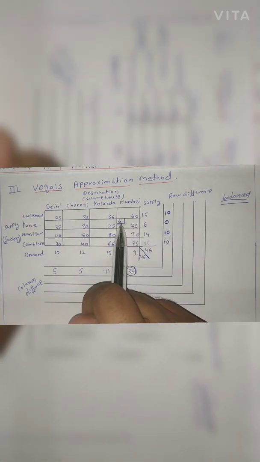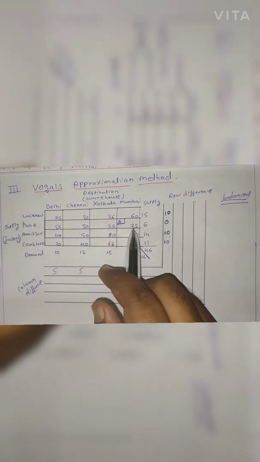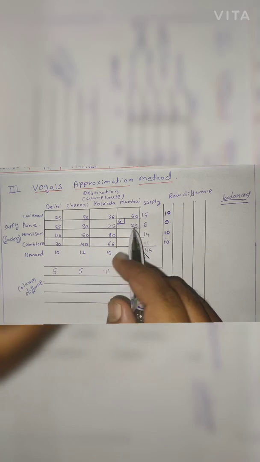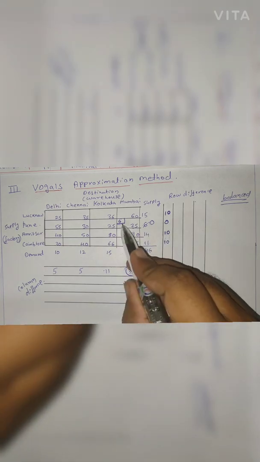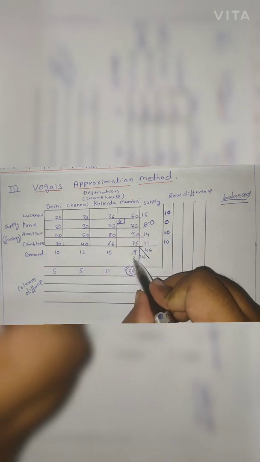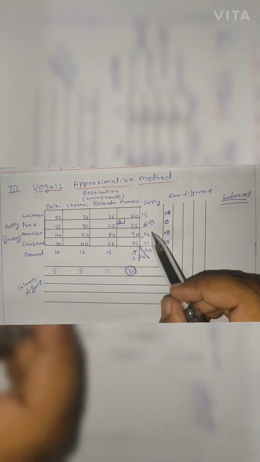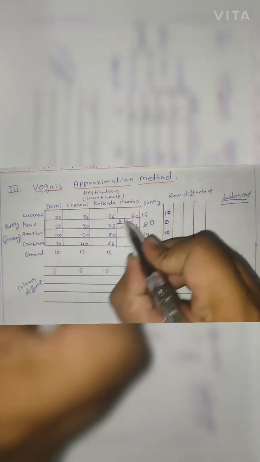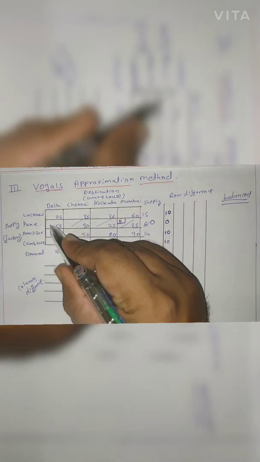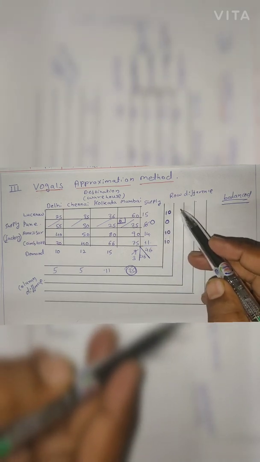Now we'll subtract this 6 from supply and also from demand. So 6 minus 6, you'll get 0. And 9 minus 6, you'll get 3. Now since supply has become 0, we'll eliminate this row. Now the same process we have to do again.